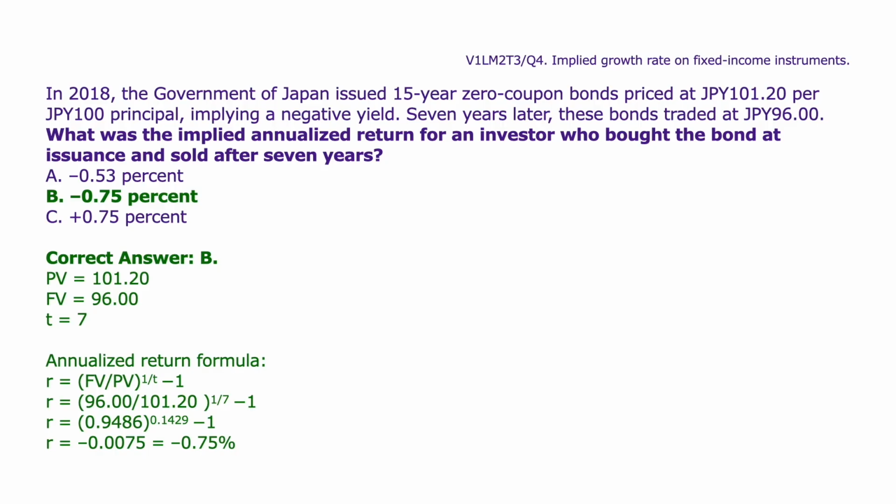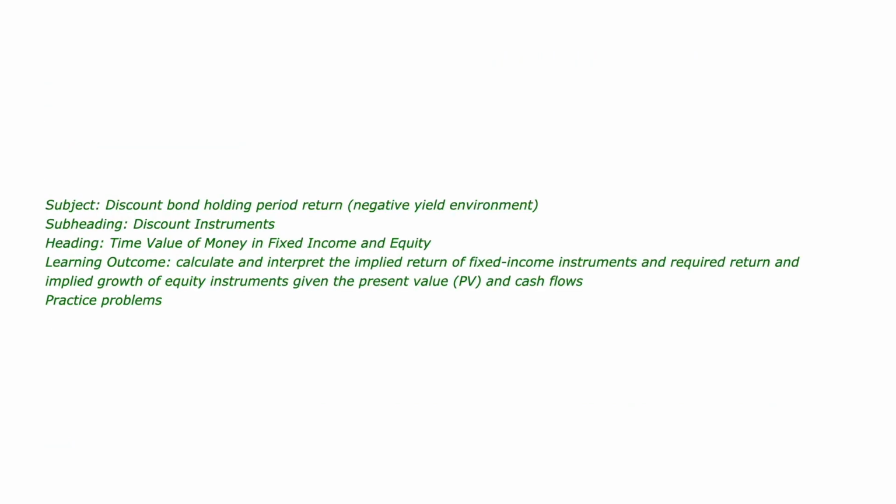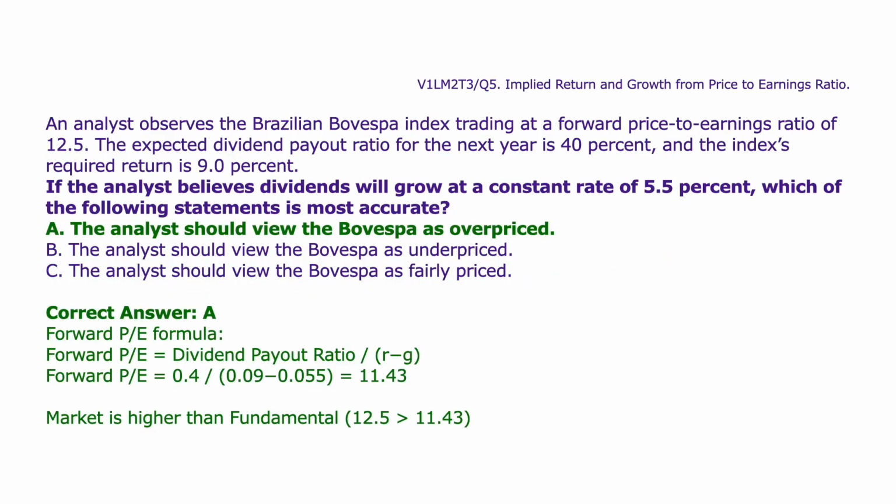Another annualized return exercise. When the observed forward PE, the market, is higher than the justified forward PE, the expected, the market is overvalued.